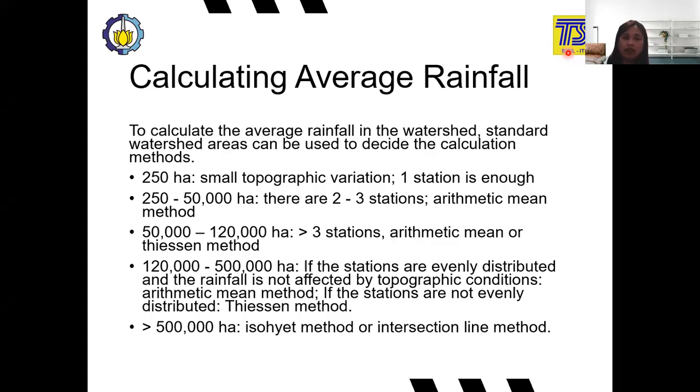And if you have a very big watershed area, more than 500,000 hectares, you have to use the isohyet method or intersection line method.